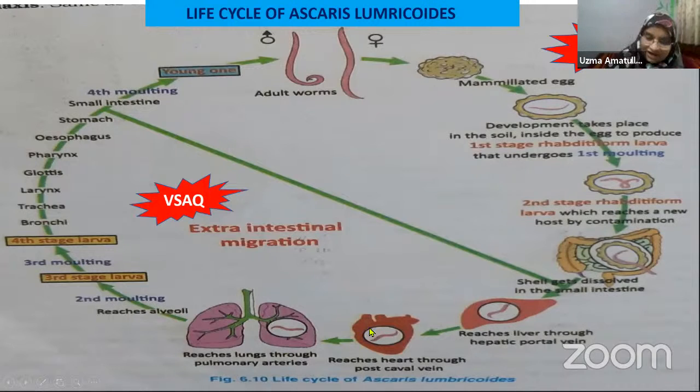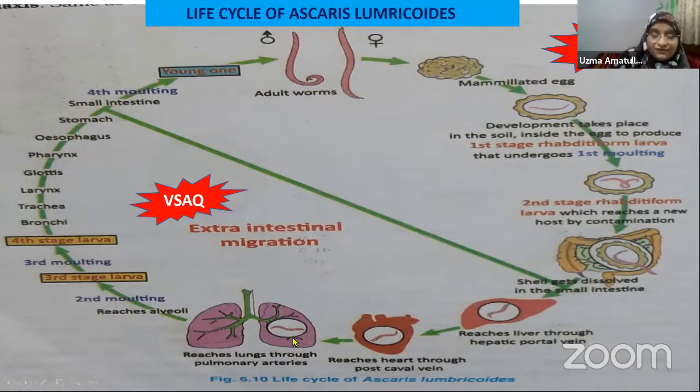Now, the blood from the heart is sent to the lungs through the pulmonary artery. So, from the heart, it will reach the lungs. In the lungs, it will reach the alveoli. Alveoli are sac-like structures which are there in the lungs.